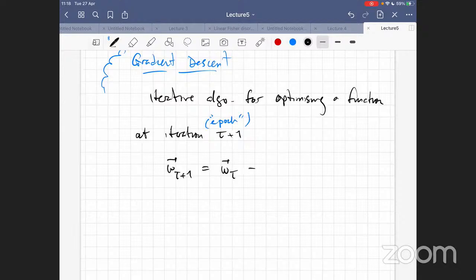This is just updated in the following way. It was the previous point, I mean the value in the previous iteration, minus some prefactor here times the derivative of the cost function with respect to W. So this guy here is the cost function. And this prefactor here is called the learning rate.